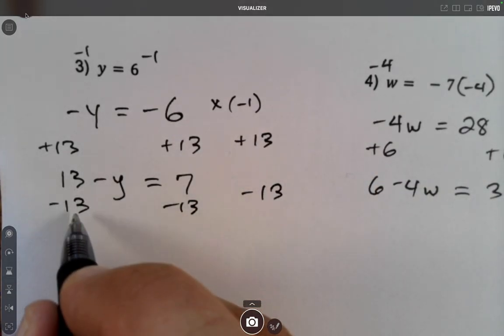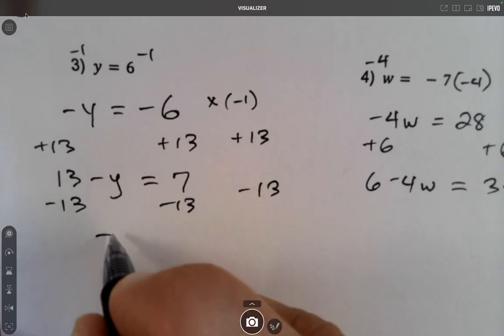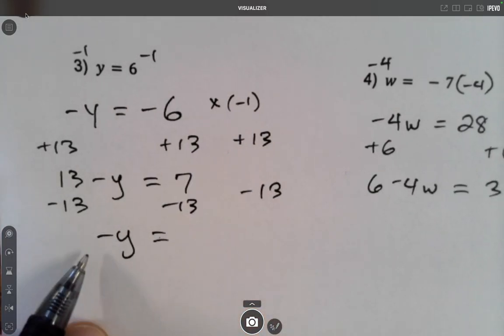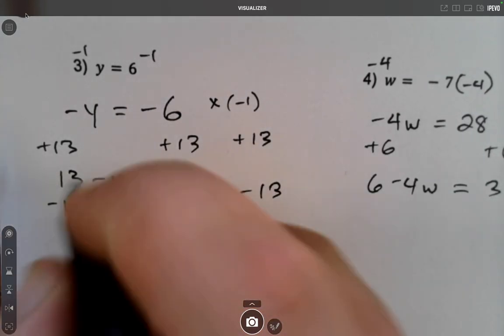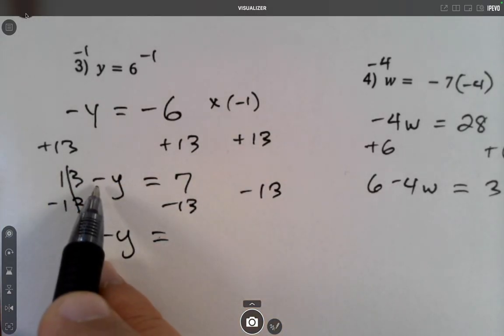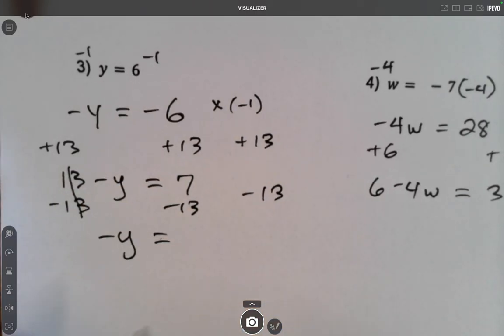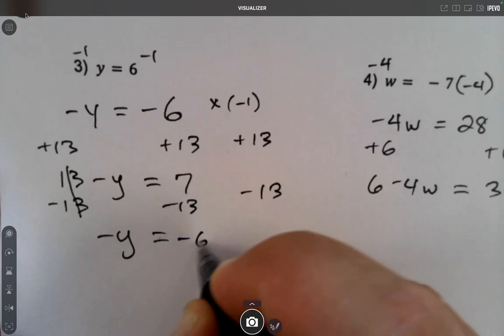13 minus 13 is 0. 0 minus y is -y. So that's another place people make mistakes. Once the 13 disappears, they tend to forget to keep that minus sign as a negative for the y. 7 minus 13 is -6.